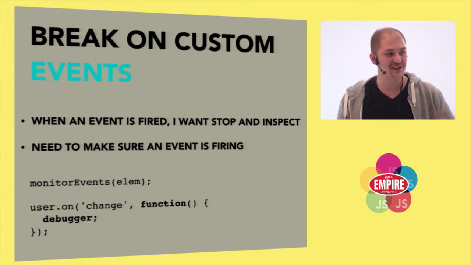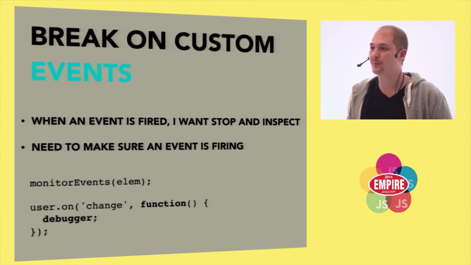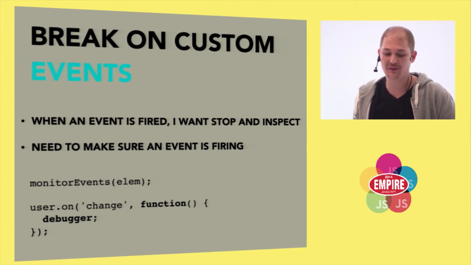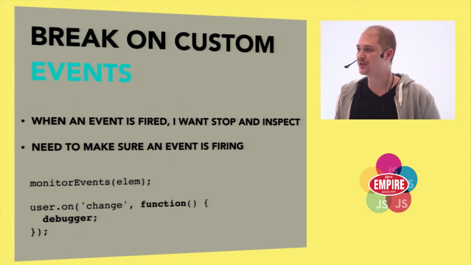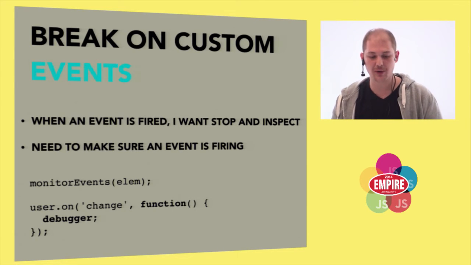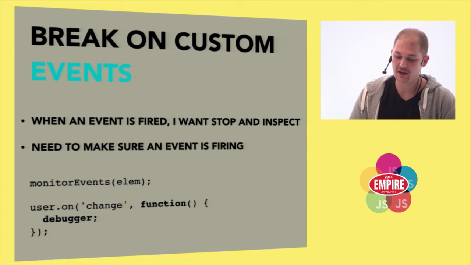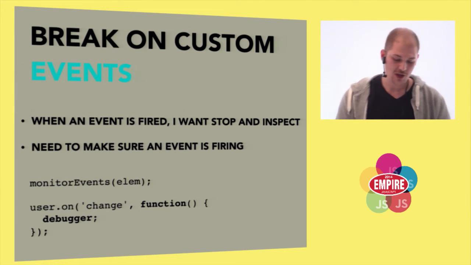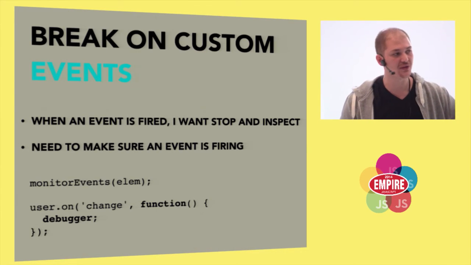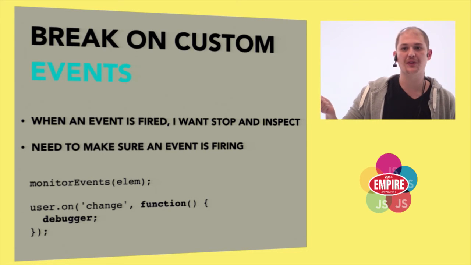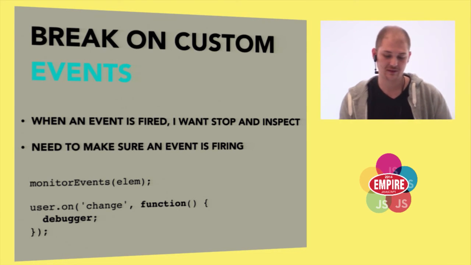And everyone has at least one events library on the page. If you're using Backbone, you probably have two event systems on the page. You have the jQuery event system, and then you have the Backbone event system. If you're using Browserify, you have the Node event system. So sometimes you want to make sure that event is firing at the correct time. And other times you just want to pause and look at the arguments that are being passed in. You can do that by listening on an event and then dropping in a debugger statement. So whenever that event is fired, the debugger breaks and you can take a look at that.